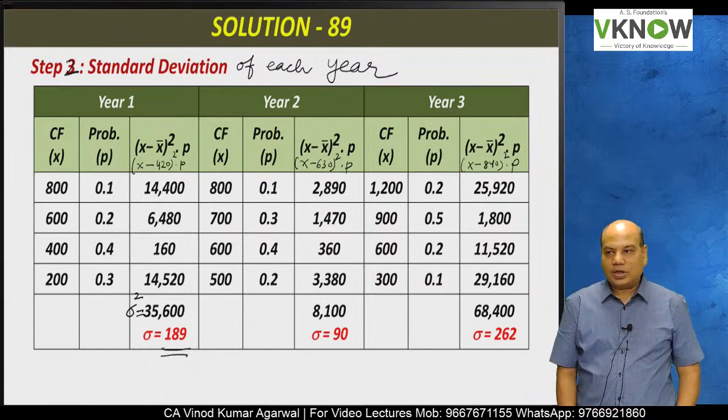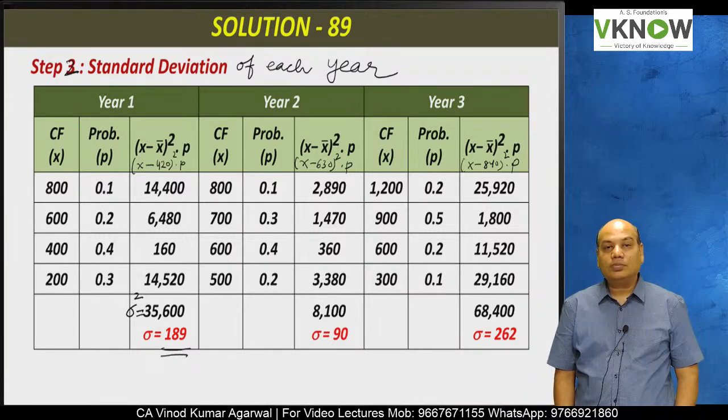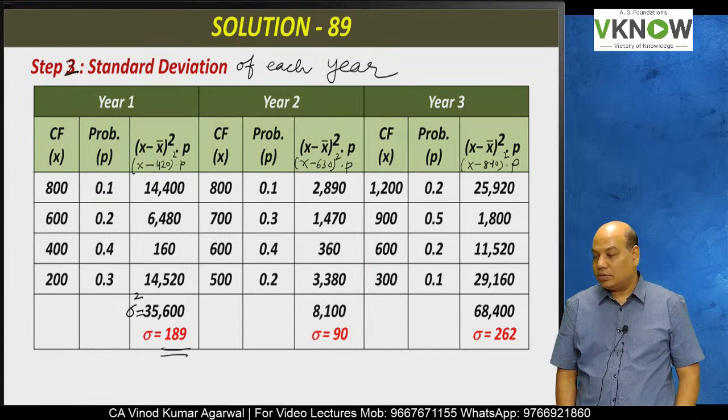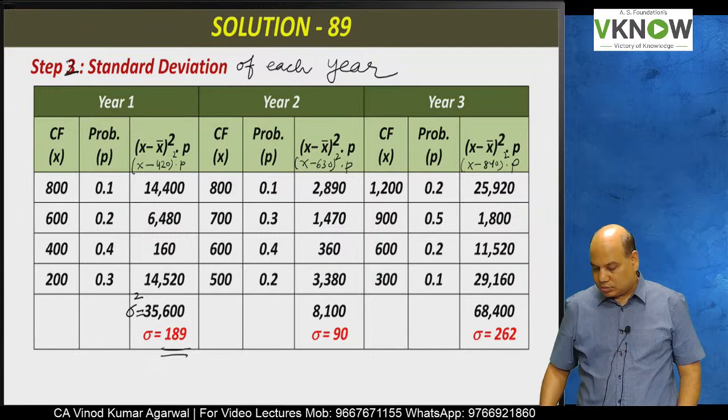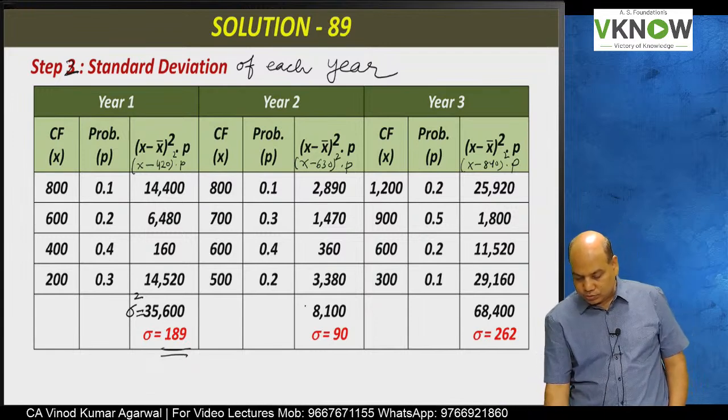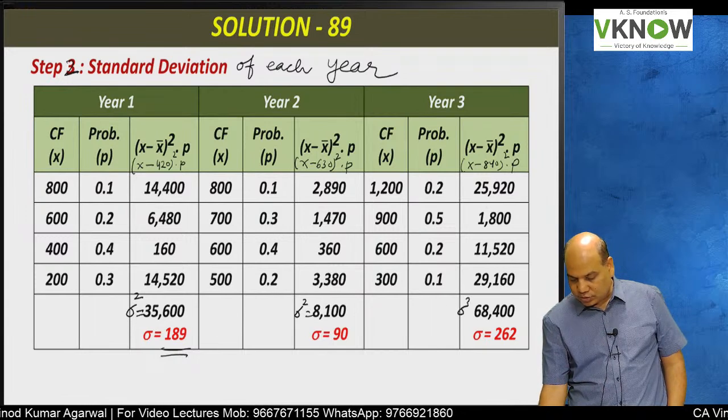Total comes to 68,400. Please check and confirm. 68,400, and the square root is 262. Standard deviation is 262. This is sigma square.